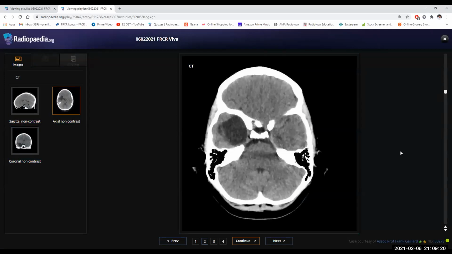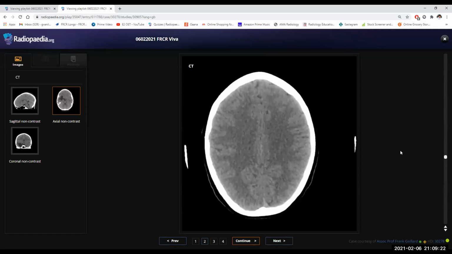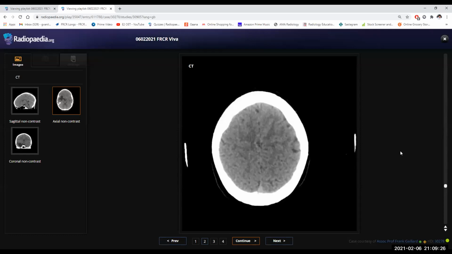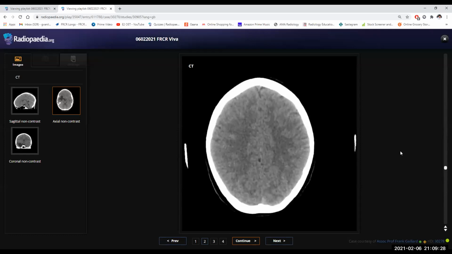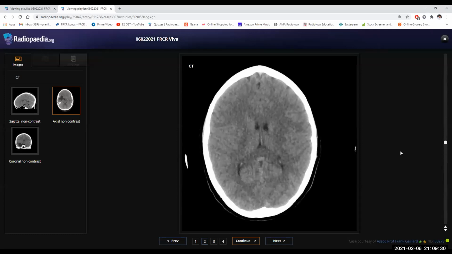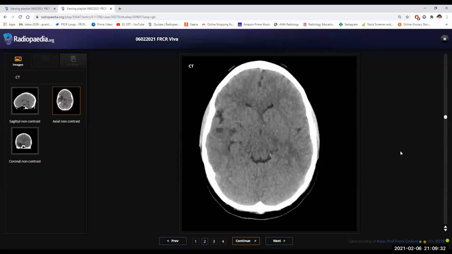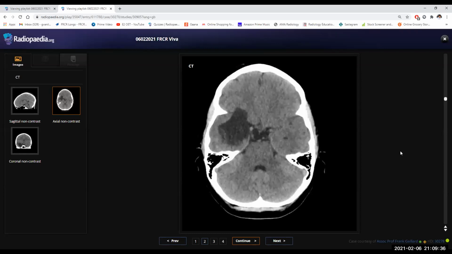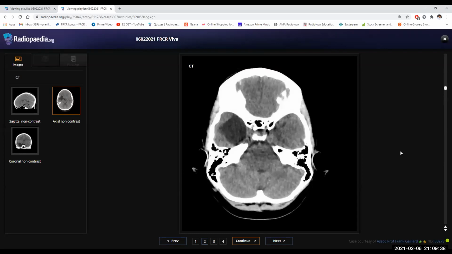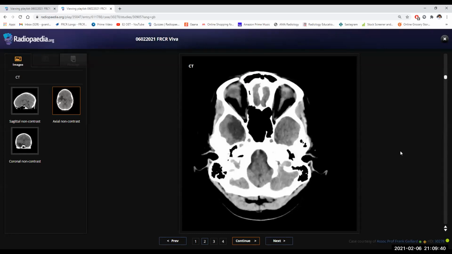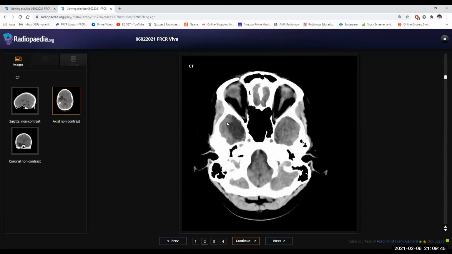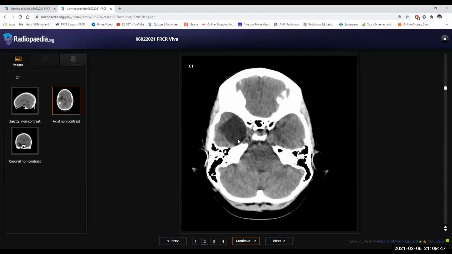So I'm going from vertex to downwards. This is axial CT brain, non-contrast, which demonstrates a hypodense area involving the right temporal lobe. There is a rim of maybe a calcific focus at the periphery.